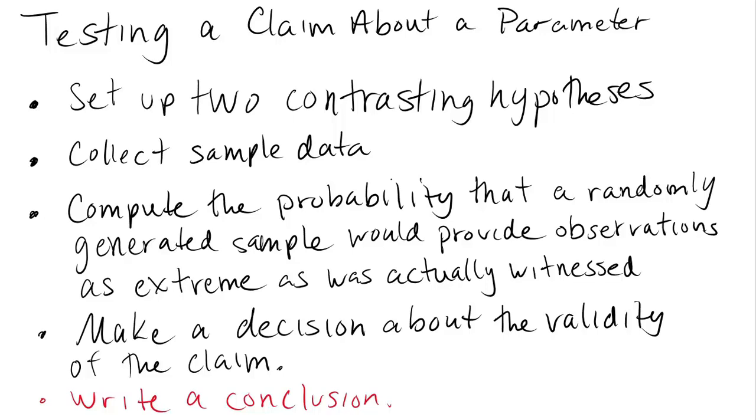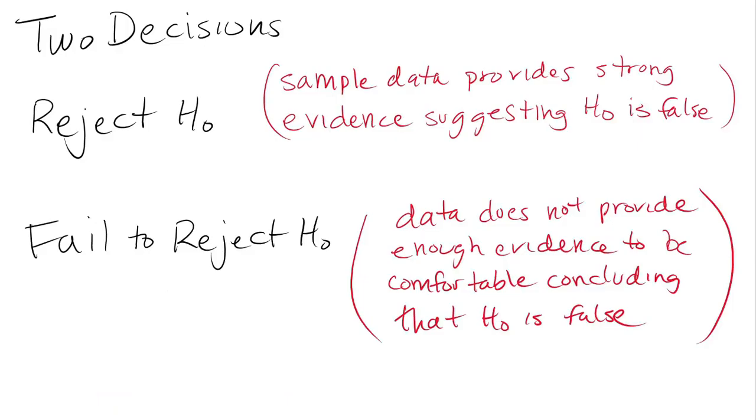Quick reminder of the 2 decisions. After we compute that probability, we'll decide either to reject the null hypothesis or fail to reject the null hypothesis. When we reject the null hypothesis, we're saying that the sample data provides strong evidence suggesting that the null hypothesis is false. We're pretty sure that the null hypothesis is false, and we're going to go out on a limb and reject it. Remember that this is done on the basis of probability, so we're not sure that it's false. We're just saying that the evidence leads us to believe that it's false.